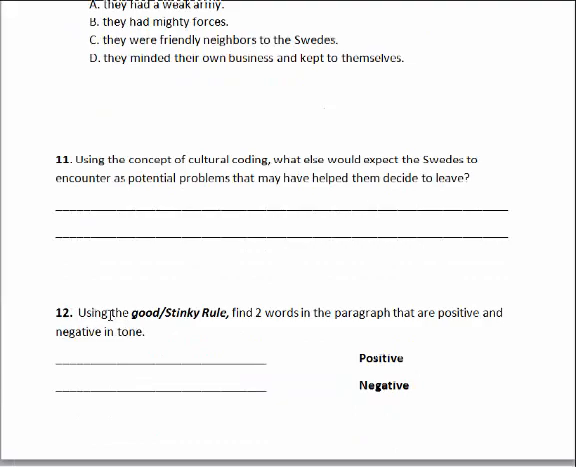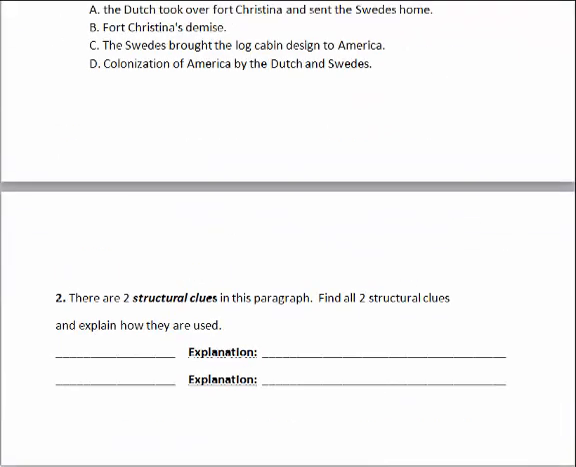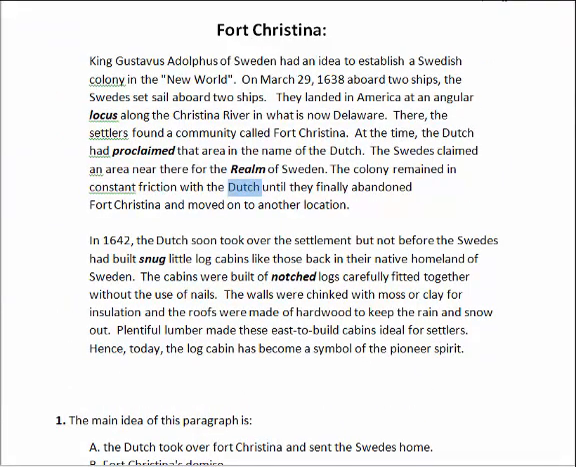It is problem number 12, the good stinky rule. We're going to find 2 words, label some words in here. We're not going to go through this. This is lesson number 8. By now, you already know what this is. Let's just quickly find some words in here. Establish, that's going to be a positive word. New world, that's positive.